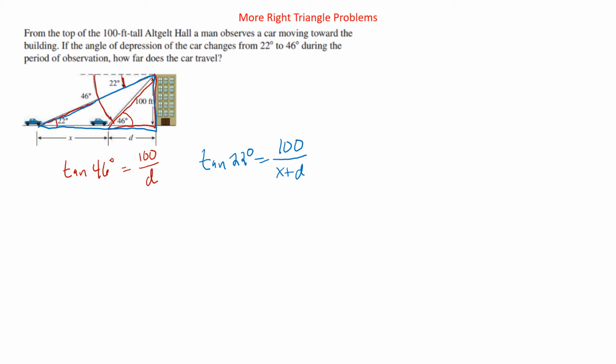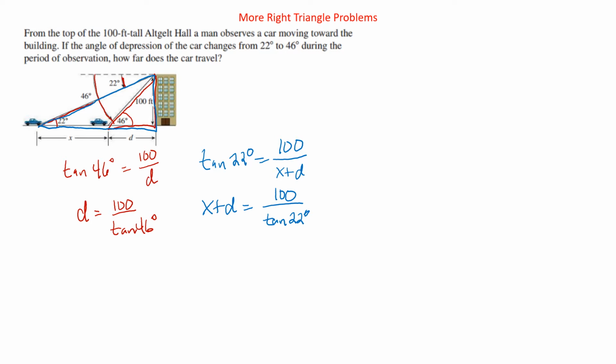So if we multiply this first one, we can multiply the d over and divide by tangent of 46 to get d equals 100 over tangent of 46 degrees, which is just a number. We'll figure that out here in a second. This other one we can multiply over to get x plus d equals 100 over tangent of 22 degrees.